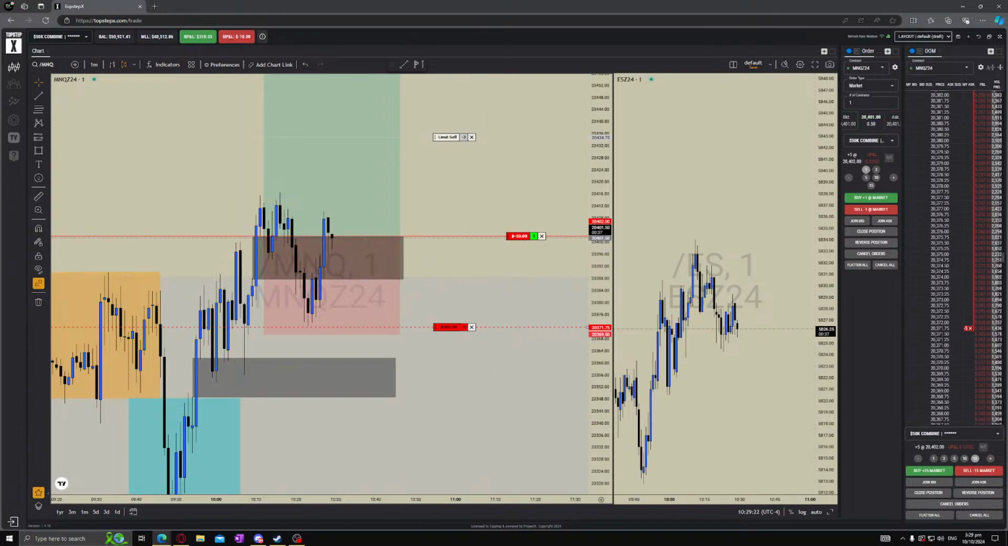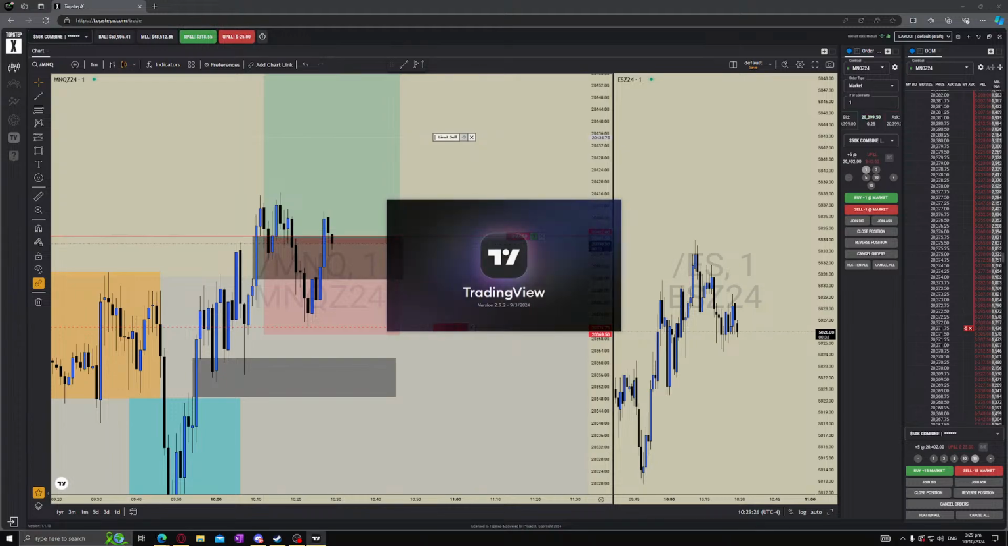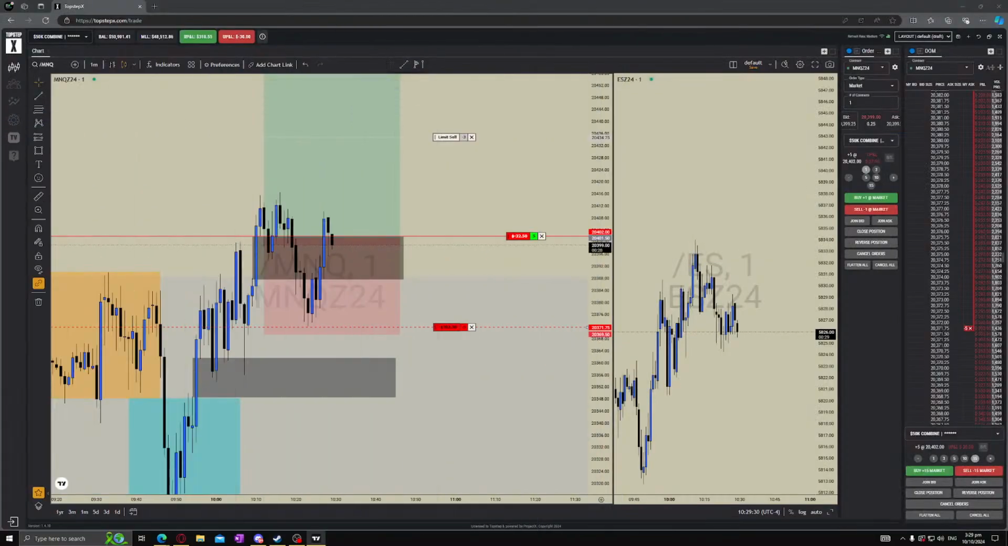Let's see how tech is doing. How is tech doing right now? All right, so the SPY and the Qs have a gap to close. Give me 1 second, I'll be right back.